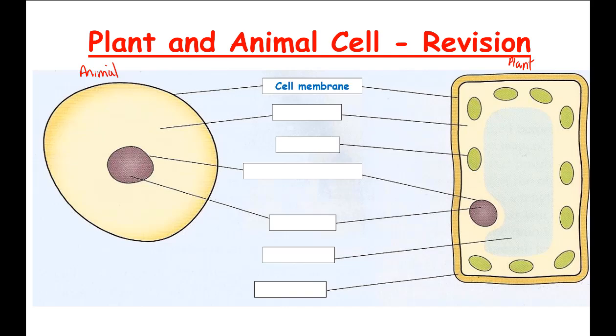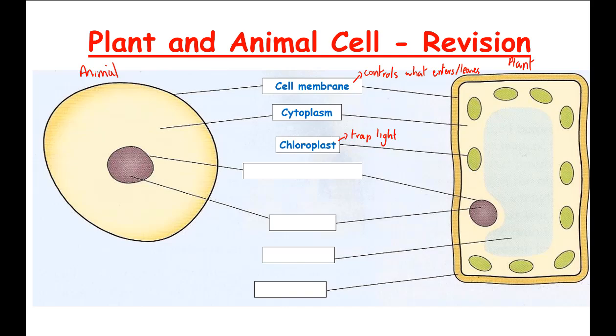So at the top we've got the cell membrane, which both plant and animal cells have, and you might remember that this controls what enters or leaves the cell. Then we've got the cytoplasm, which is where some important chemical reactions take place. We have the chloroplast, which is only found in plant cells, and they are there to trap light.